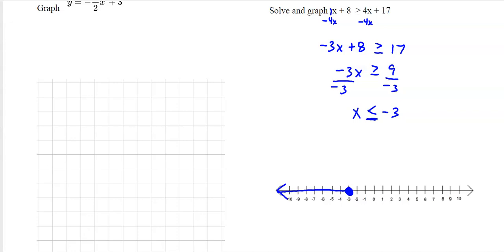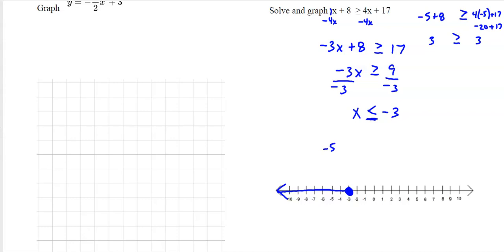And then I just want to test something, like, let's stick negative 5 in, see if it works. So is negative 5 plus 8, how does that compare to 4 times negative 5 plus 17? Well, this is 3, and this is negative 20 plus 17, and that's a true statement. So it looks like negative 5 worked, so I believe everything over there is going to work. If you try negative 4, it should work. It'll just stop working anytime you're to the right of negative 3.